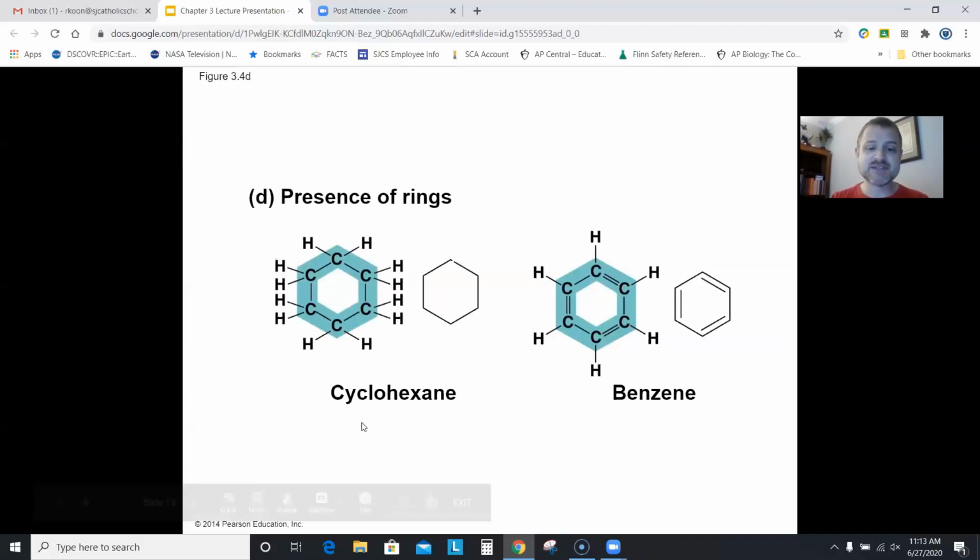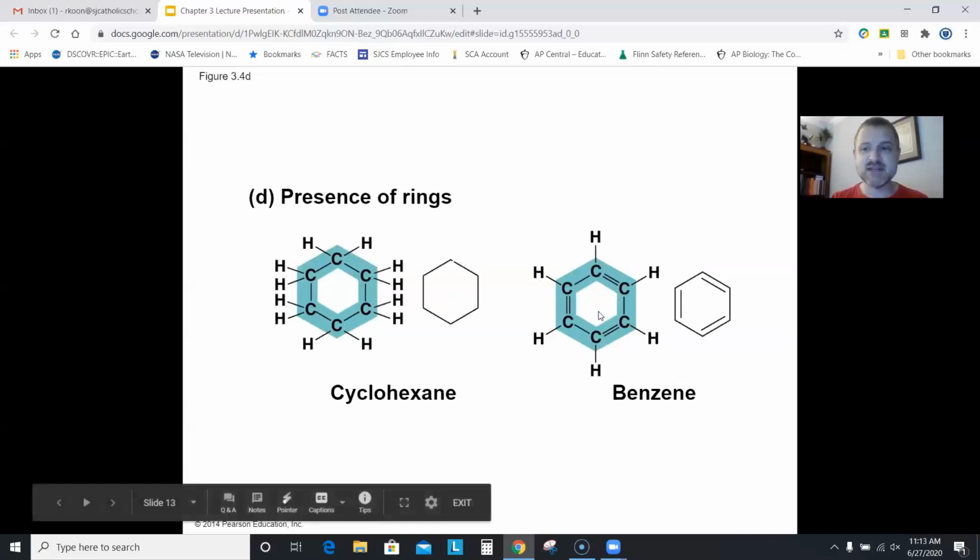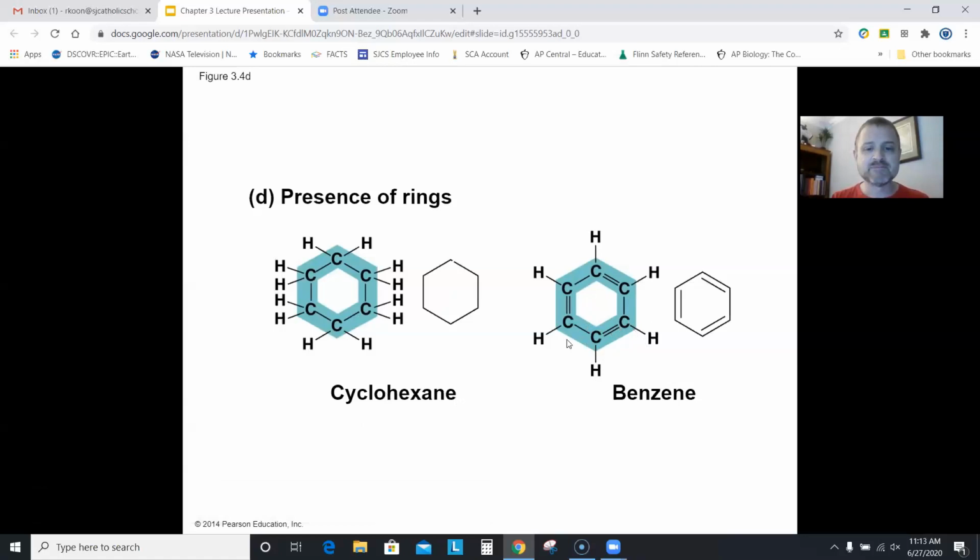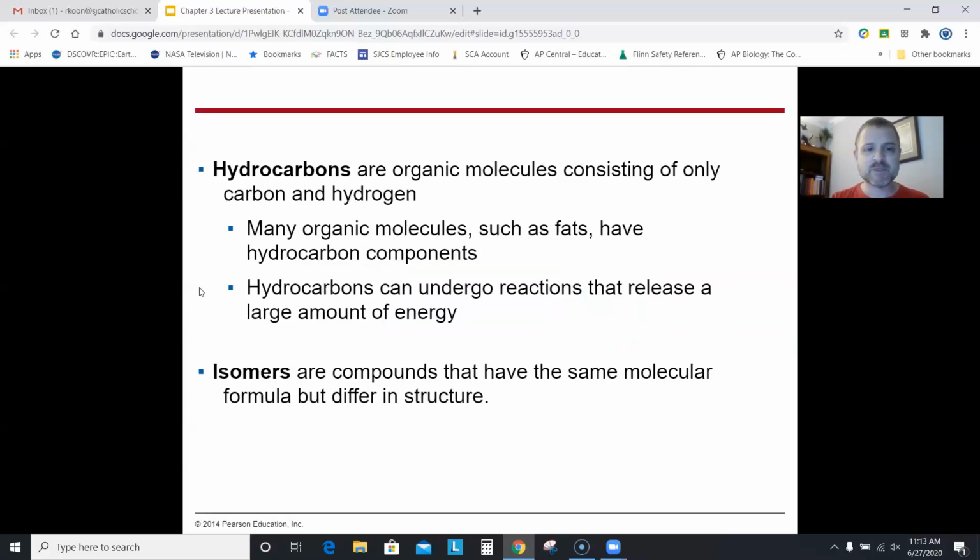Presence of rings, this is cyclohexane. This ring is called benzene. Benzene's a cool molecule. Notice here I added 3 double bonds. And when you add double bonds in the ring, you lose hydrogens. The word hydrocarbons, the word gives it away. They're just molecules that consist of hydrogen and carbon.